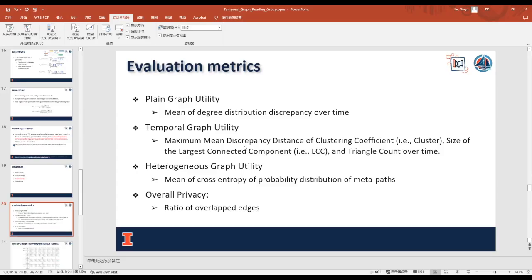And finally, as it is hard to evaluate the privacy of graphs, we design a simple metric, which is the ratio of overlapping edges compared to the original graph, to evaluate the privacy. The motivation for this metric is that the less overlapping the synthetic graph has with the original graph, the less similar it is, and the less likely the privacy is to be leaked.